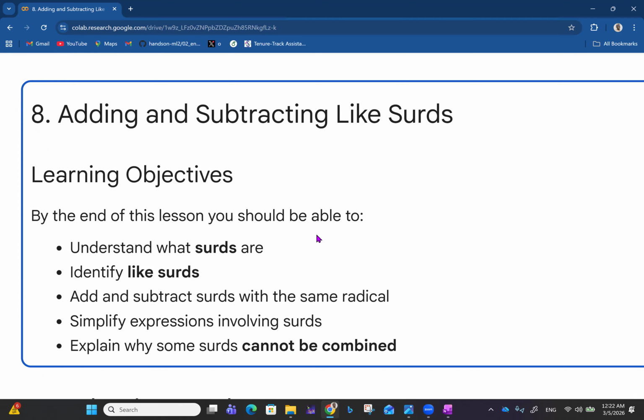So by the end of this lesson, you should be able to understand what surds are. Of course, maybe you already do that, but if this is the first video you're seeing in this series, this is also helpful for you. Then you identify like surds, add and subtract surds with the same radical, simplify expressions involving surds, and explain why some surds cannot be combined.